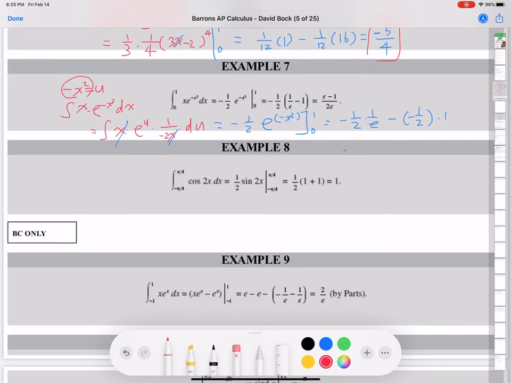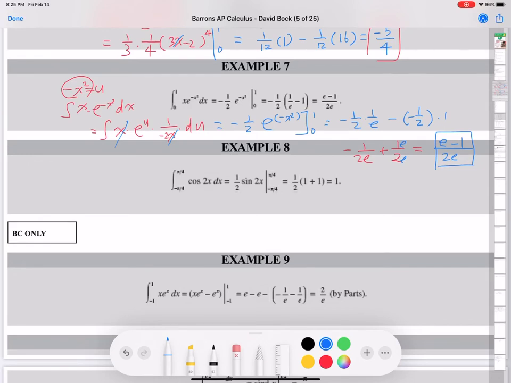That is negative 1 over 2e plus 1 over 2. So what is the common denominator? 2e. So 2 times e, 1 times e. So I'm going to make 2e the common denominator. So e minus 1. This is the final answer.